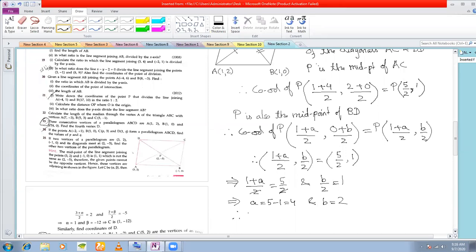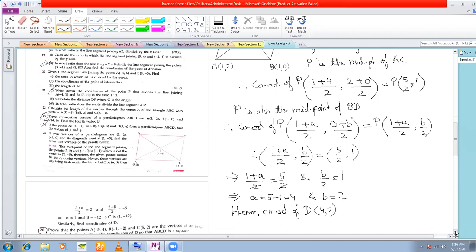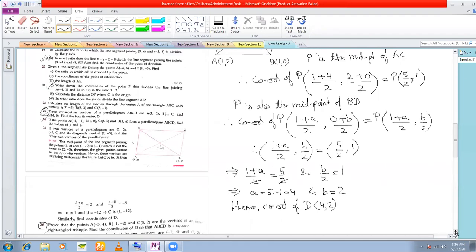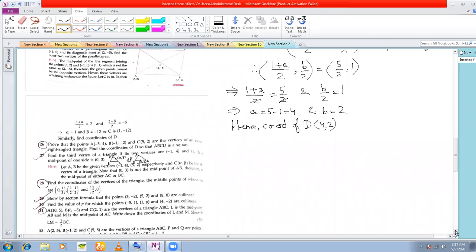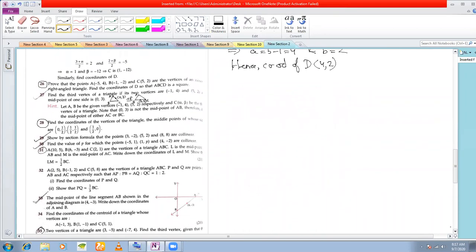Therefore, what are the coordinates of D? Hence, coordinates of D are (4, 2). Any question with regard to this problem? No, sir. So these were the easy ones, so perhaps I can move on to the next level problems.